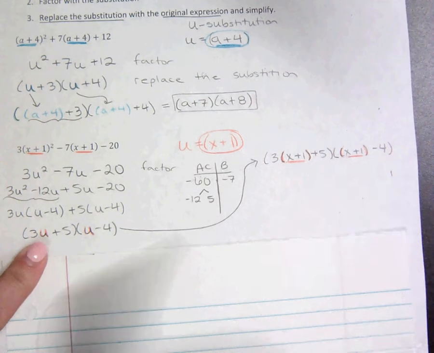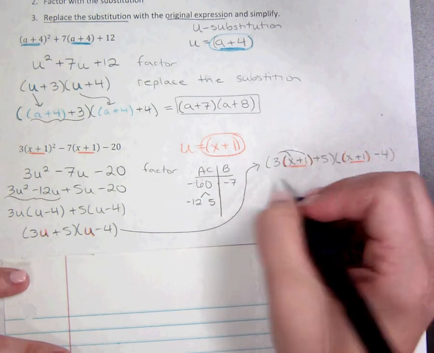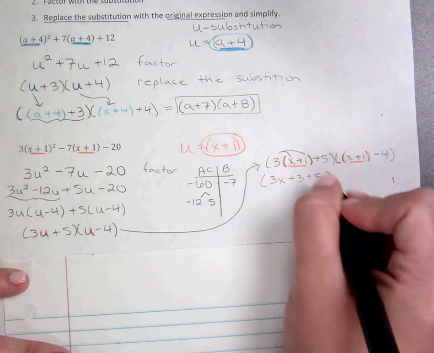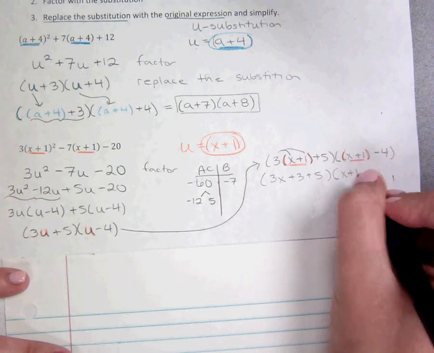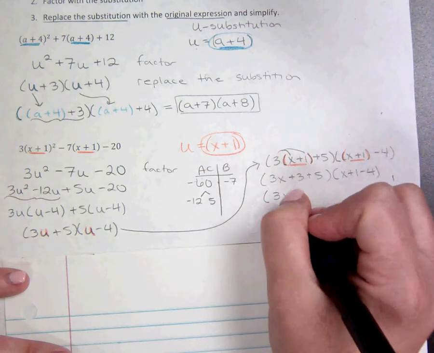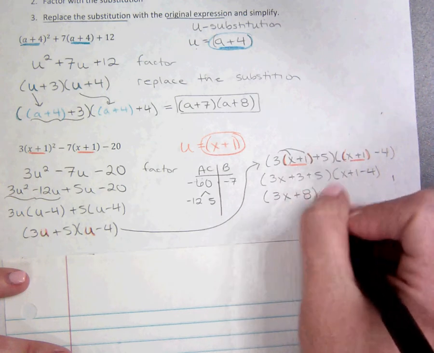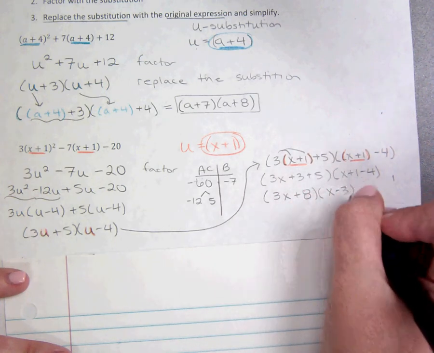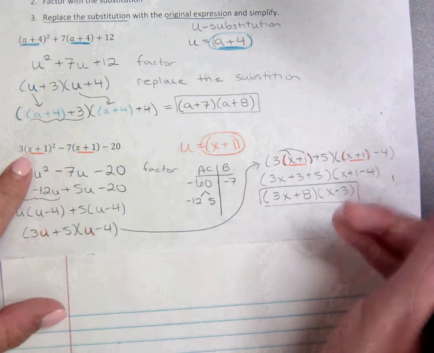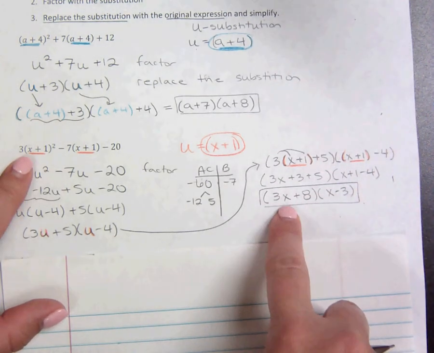If you have a coefficient, you'll have to distribute. So that's 3x plus 3 plus 5 and x plus 1 minus 4. Then I can clean that up a little bit more: 3x plus 8 and x minus 3. So that would be my final answer, all nice and cleaned up, using the original variable I started with.